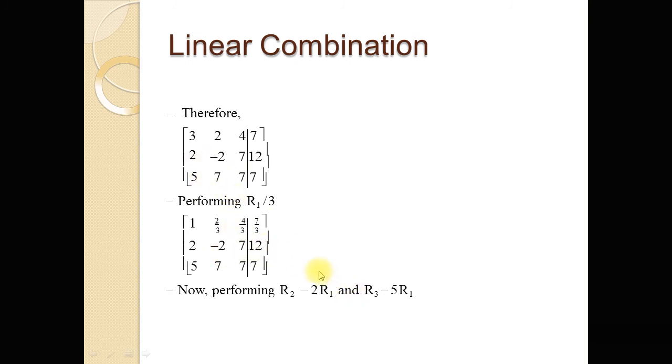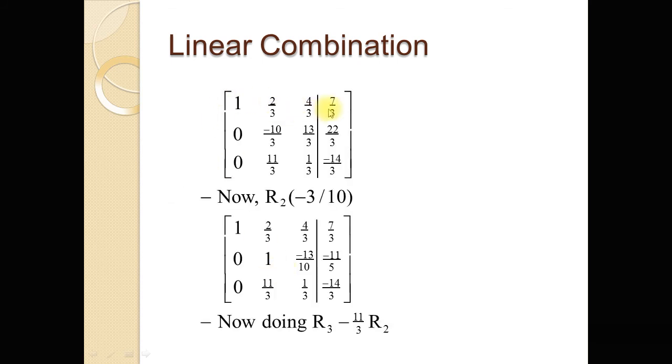Now multiplying the first row by 2 and subtracting from R2, multiplying the first row by 5 and subtracting from R3, we obtain 1, 2 by 3, 4 by 3, 7 by 3, 0, minus 10 by 3, 13 by 3, 22 by 3, 0, 11 by 3, 1 over 3, minus 14 by 3. In echelon form, the diagonal entries will be 1 1 1, and below the diagonal all entries will be 0. This will be the echelon form.